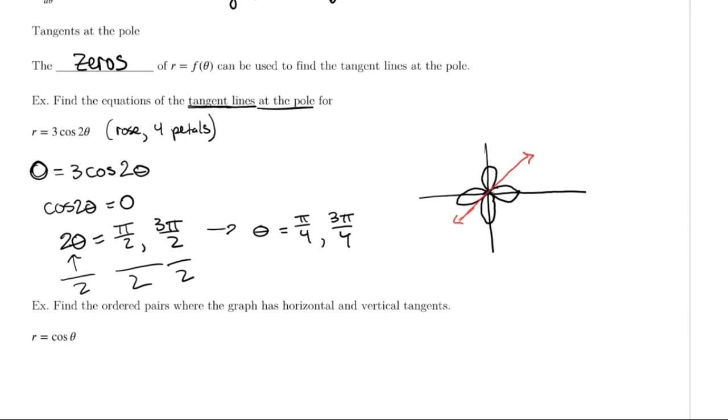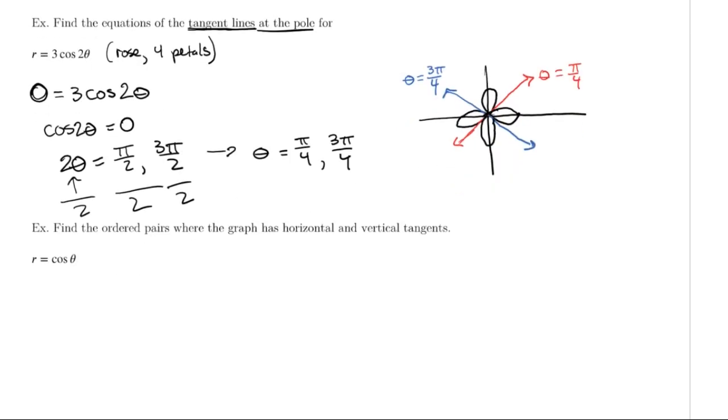And that is actually our angle, theta equals pi over 4. And then we have one the other way. You'll notice that only touches the graph right at the pole, and that is theta equals 3 pi over 4. So if you're asked for the tangent lines at the pole for a polar function, you need to find the zeros.